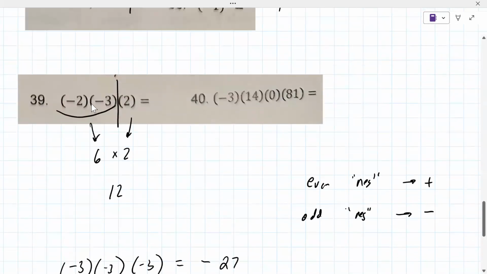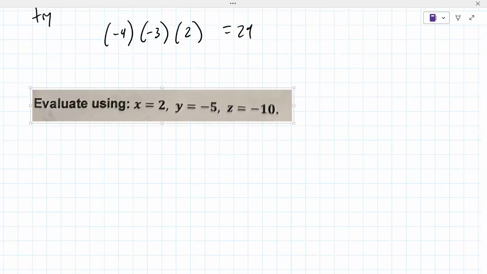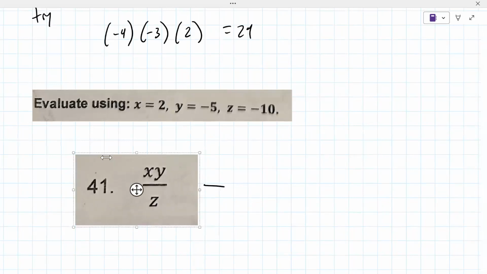Yeah. That's another way of showing multiplication. But when you're doing a problem like the next ones here, when you're substituting values for variables, it's really good to visualize this as x in parentheses, y in parentheses, over z in parentheses.